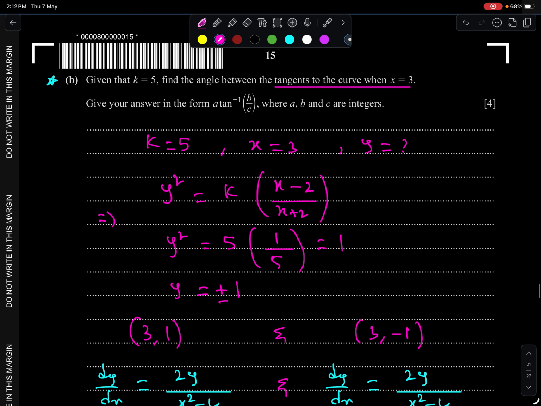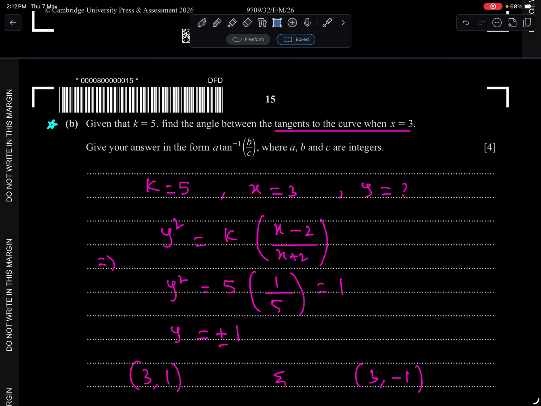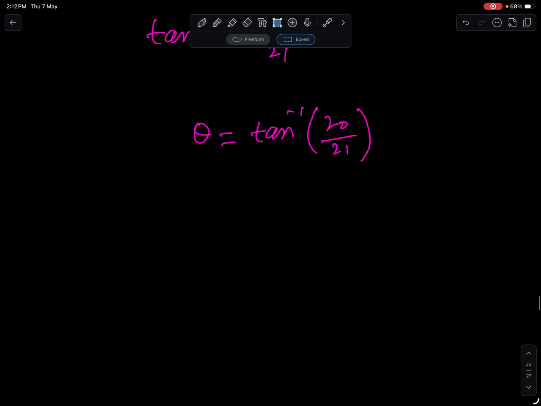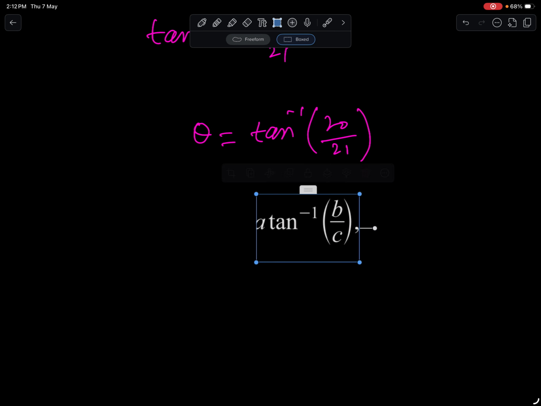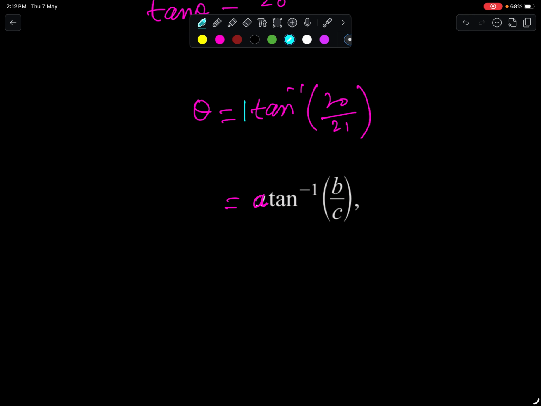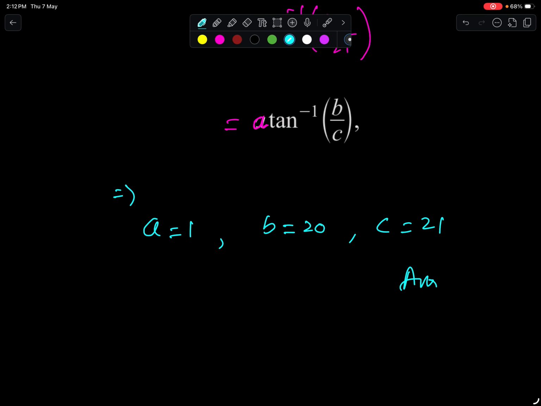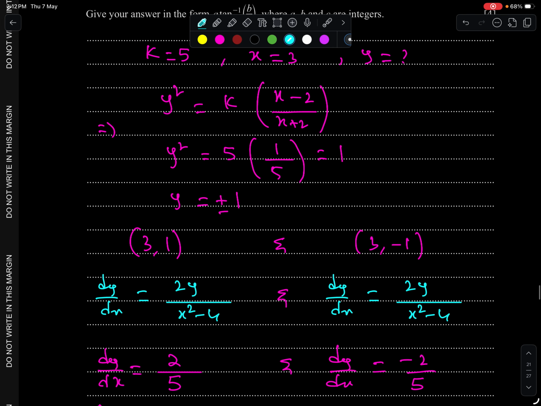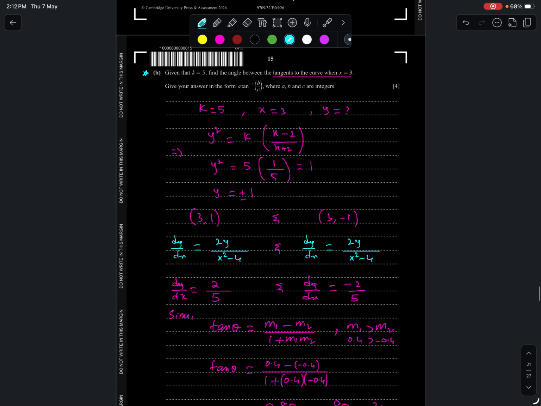Now compare this with the requirement. The requirement is this. So A is 1, B is 20, whereas C is 21. That's it. Please check this solution.